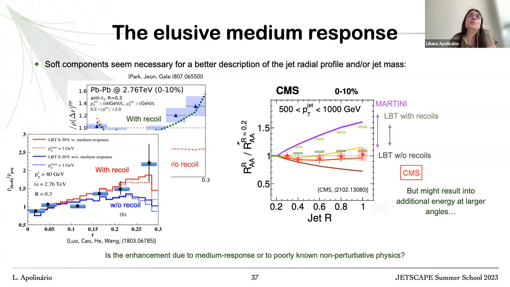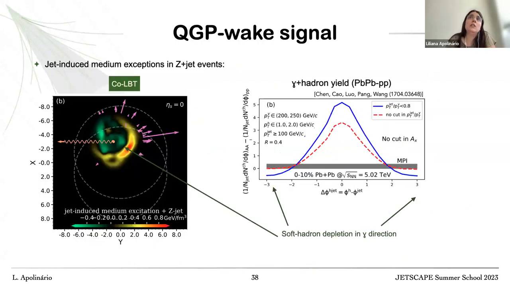this medium response. And this is actually one of the key signatures if we want to understand how the quark-gluon plasma, for instance, thermalizes energy, how fast it thermalizes the energy, how fast the jet thermalizes the energy within the jet. And one of the key things is: what would be exactly the most, let's say, smoking gun of quark-gluon plasma, of this kind of medium response effects.